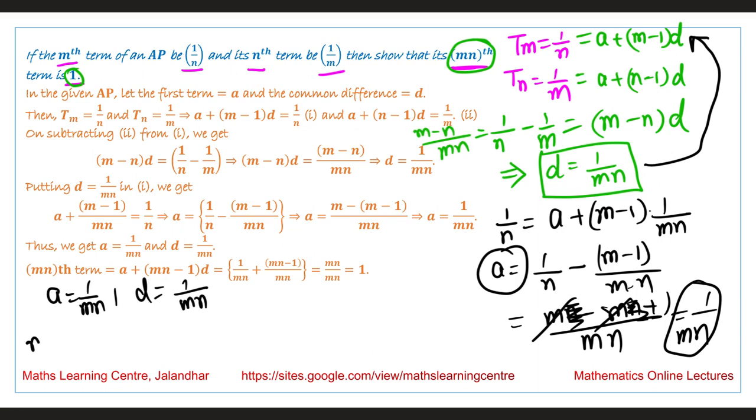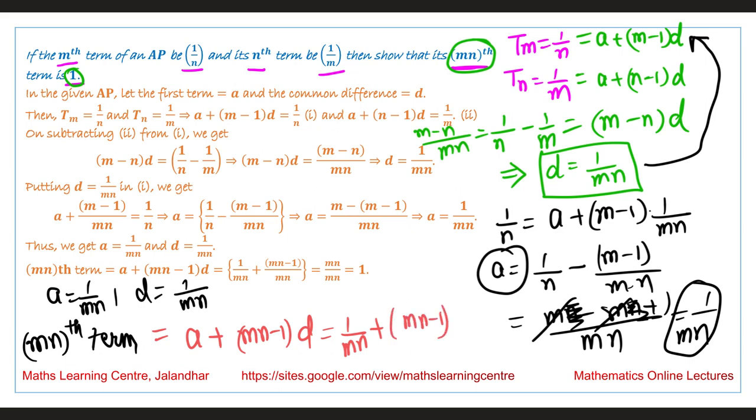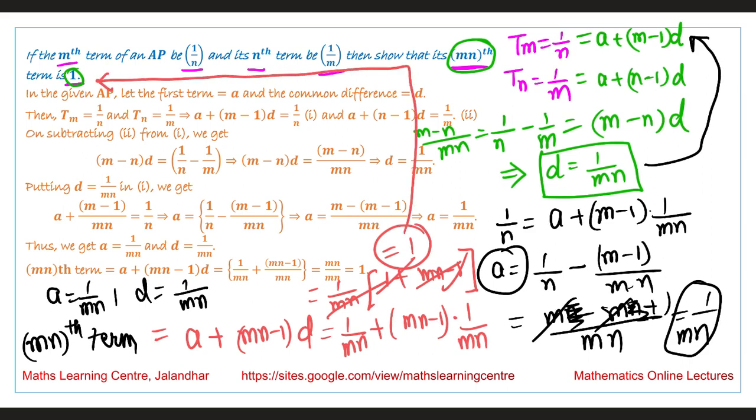Now we want to calculate the mnth term. So the mnth term is equal to a plus (mn minus 1)d. In place of a we have 1 over mn, plus (mn minus 1) into the value of d, which is 1 over mn. If we take 1 over mn common, we are left with 1 plus (mn minus 1). The mn gets cancelled, and we are left with the answer 1. So we are saying that the mnth term of this AP is equal to 1.